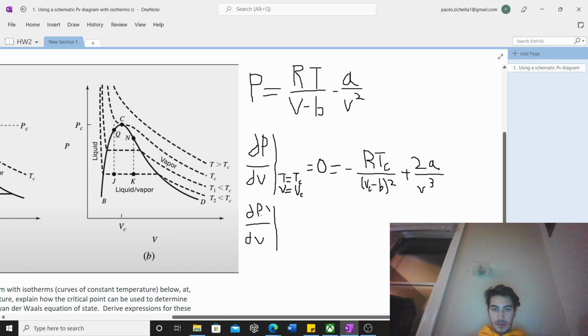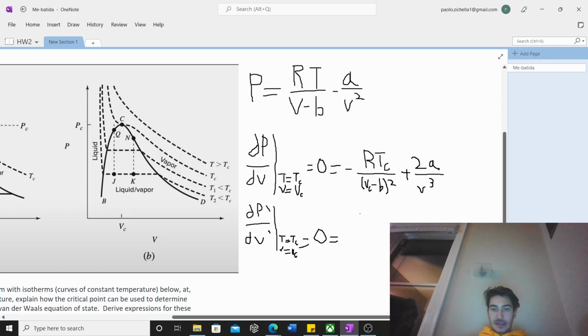Second derivative. And this is, again, when the temperature and volume are the specific temperature and volume needed for it to be at the critical point. Right? As we said before, we know that it is equal to 0. And again, we can solve for the second derivative from the first derivative we got.